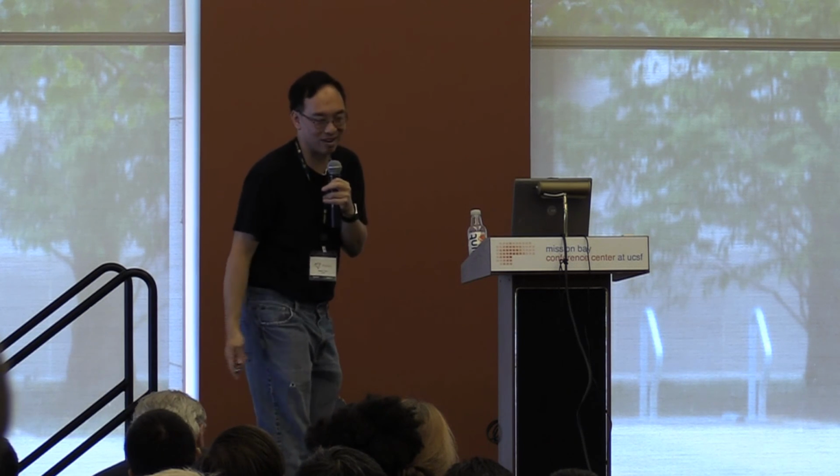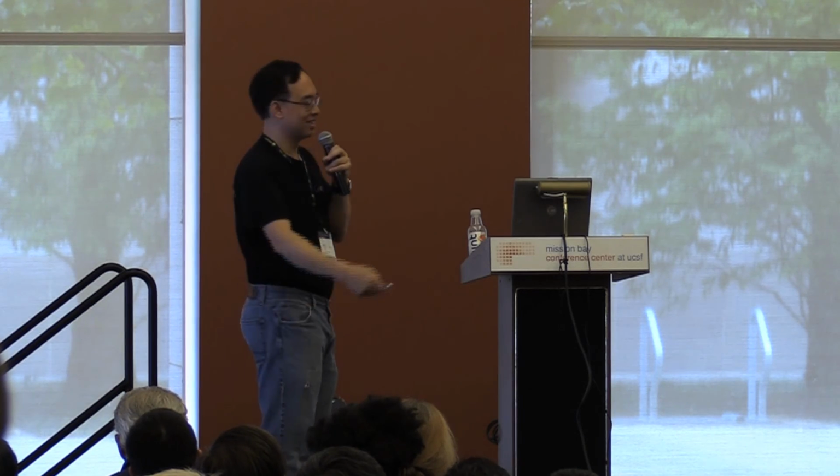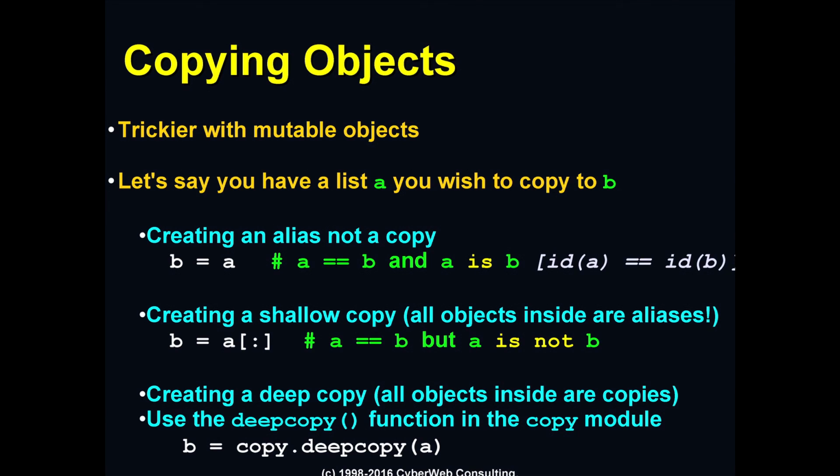Right? That's the bad part. That's called debugging. That's okay. It's job security. Okay? So copying objects is trickier when it's mutable.